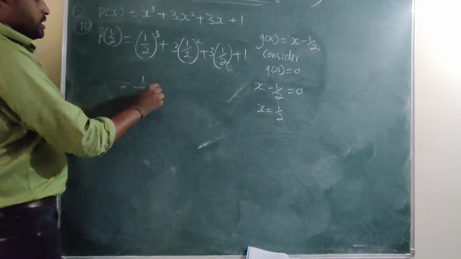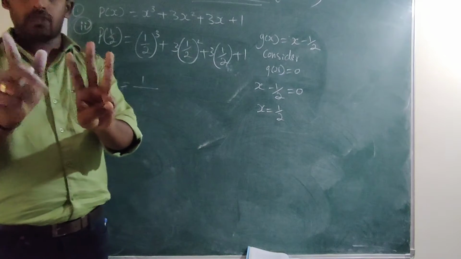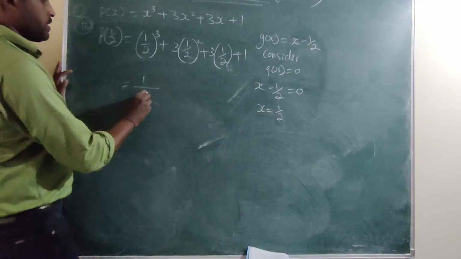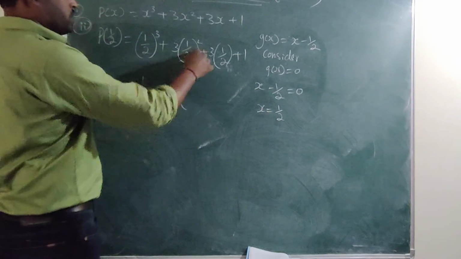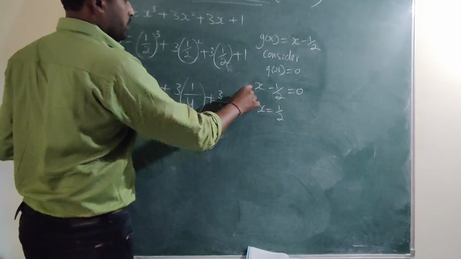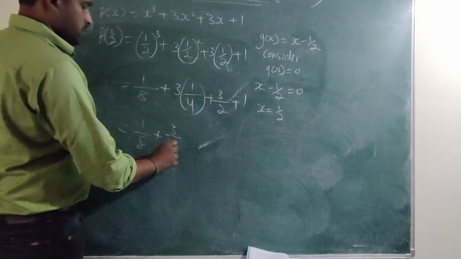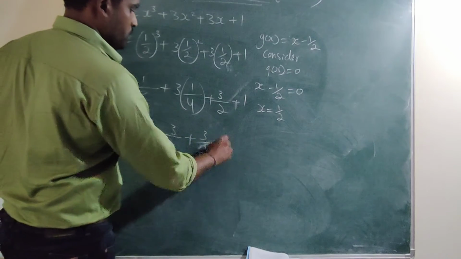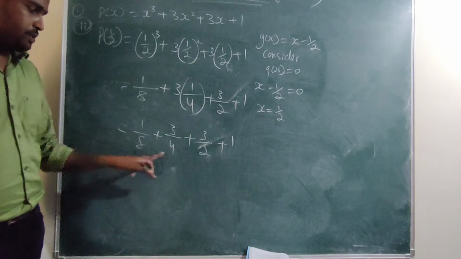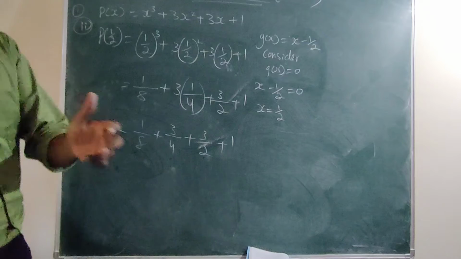1 cube is 1. 2 cube, 2 into 2 into 2. Don't write 6, it is wrong. 2 into 2 into 2. 2 2s are 4, 4 2s are 8. 3 into 1 square is 1, 2 square means 4. 3 ones are 3 divided by 2 plus 1. 1 by 8 plus 3 ones are 3 by 4, 3 by 2 plus 1. Here don't add 8 plus 4, 12 plus 2, 14. That is wrong, students. You can go for the LCM method.